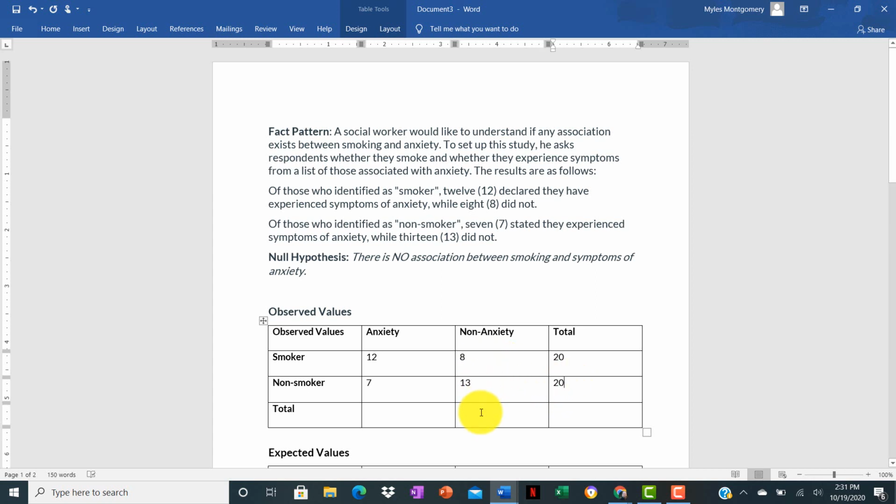When we go down in terms of totaling up everything, 8 plus 13 is going to give us 21, and 12 plus 7 is going to give us 19. So together, n equals 40. So now what we've done so far very easily is we have created, after reading the fact pattern, a null hypothesis and the observed values cross-tabulation. The next step will be to create the cross-tabulation with the expected values.